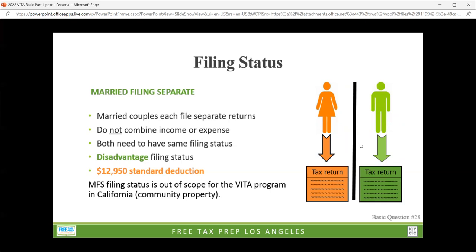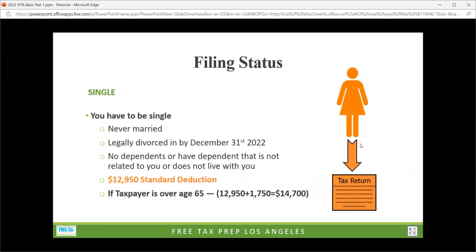But remember, married filing separate is out of scope for the VITA program in California. Other states, yes, maybe they have it, but in California, we don't do it.